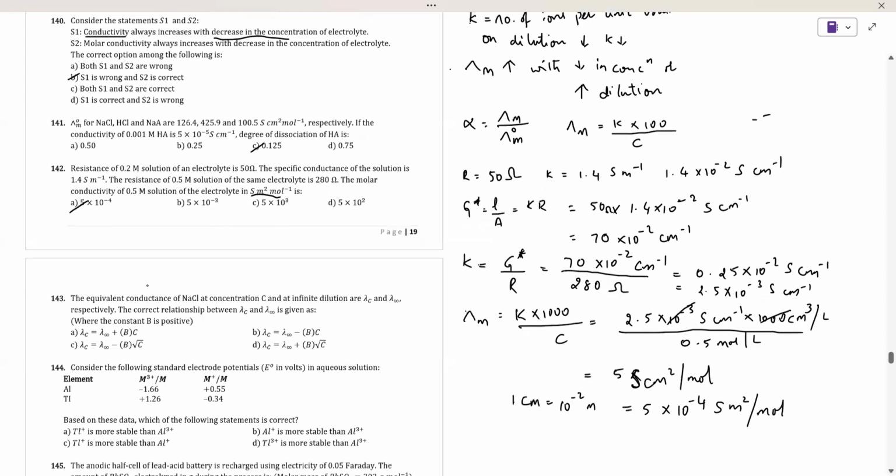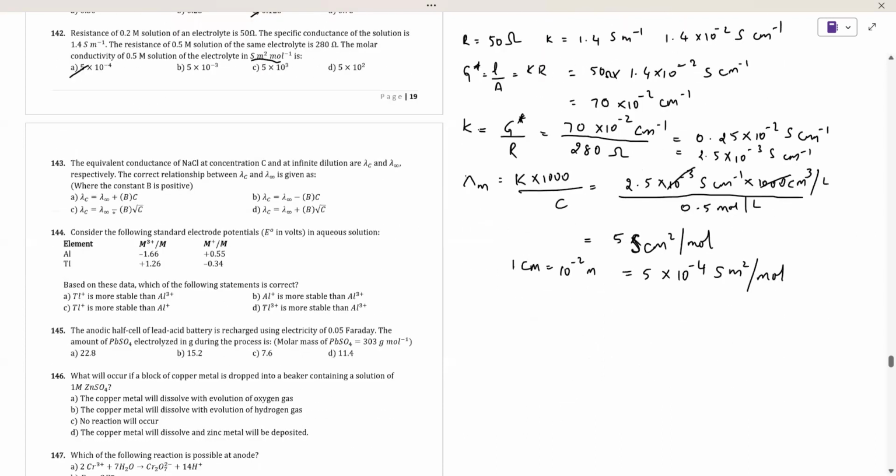Now coming to the next question, students. Hope you are understanding. 143. The equivalent conductance of NaCl at concentration C and at infinite dilution are lambda C and lambda infinity, respectively. The correct relationship between lambda C and lambda infinity is given as. So basically, they are asking about the equivalent conductance of NaCl, which is a strong electrolyte, right? For the strong electrolyte, they are asking the relationship between lambda C and lambda infinity.